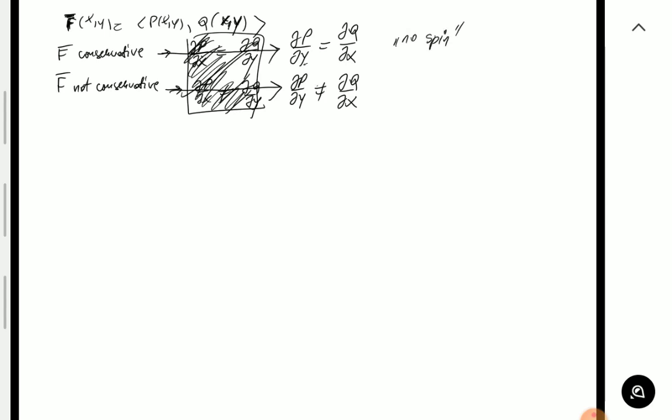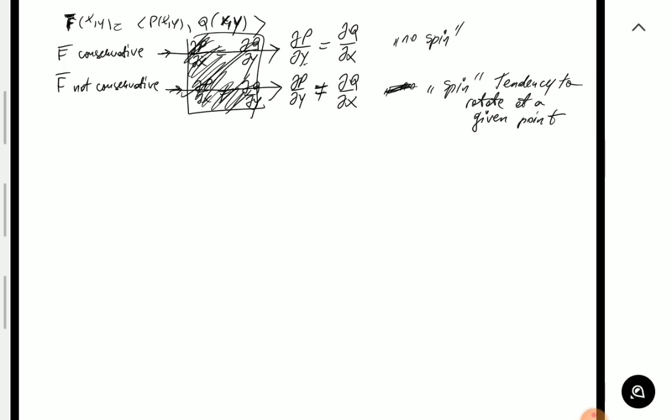Whereas if these two are not actually equal to each other, there is going to be a tendency to spin, or a tendency to rotate at a given point where this condition happens, where these two are not equal to each other.